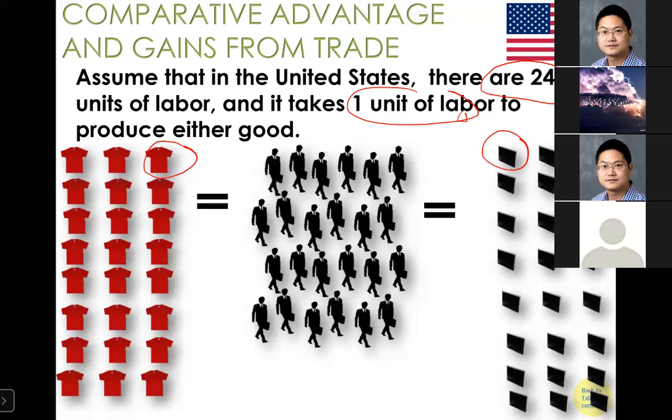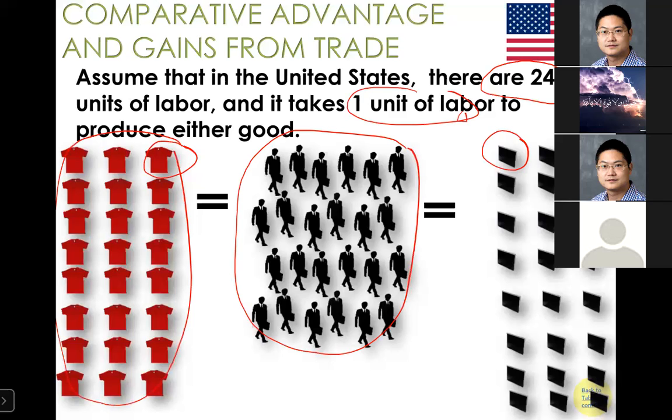Now we put them together. These 24 units of labor in the United States can either produce 24 shirts on the left-hand side, or they can produce 24 computers on the right-hand side, depending on how they allocate their resources. So this is the U.S. economy.